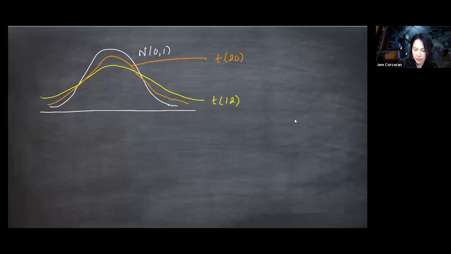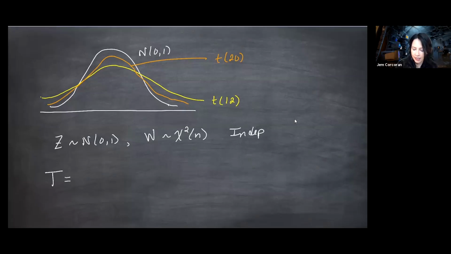So check this out. I've got a Z that is normal 0, 1, and a W that is chi-squared n. I'm talking about a general t here right now. I don't care about the sample variance right now, which has the n minus 1 in it. And I have that they're independent. And we defined a t to be Z over the square root of W over n.